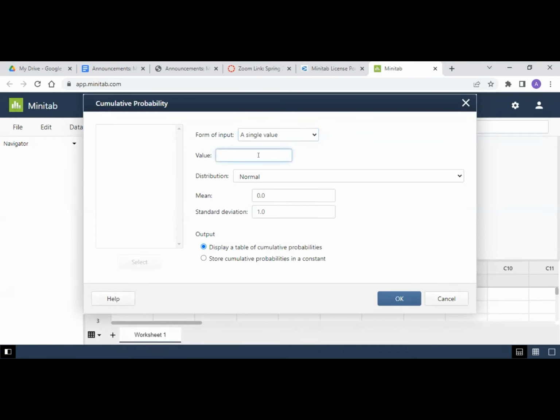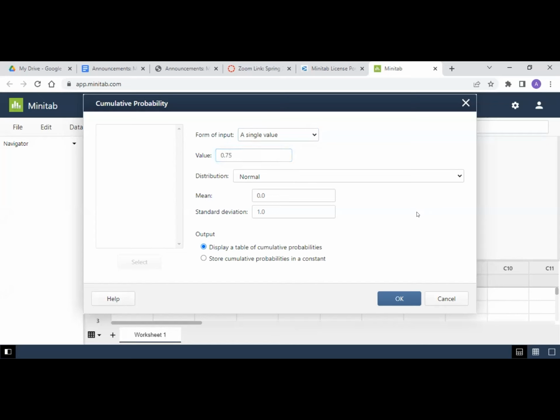Step 3, under value, it says input the x value or z-score of the value you want to find the probability of. Looking at my question, I want to find the probability of less than 0.75. So I'm just going to put 0.75 in the value. Step 4 says distribution, normal. I don't have to touch it. Looks like I'm good there.